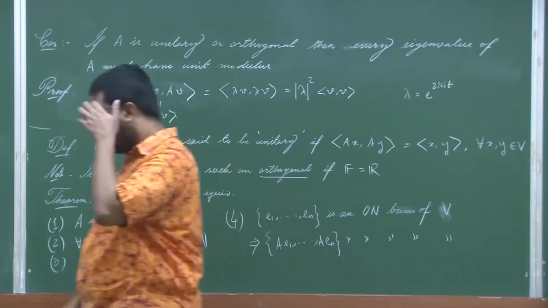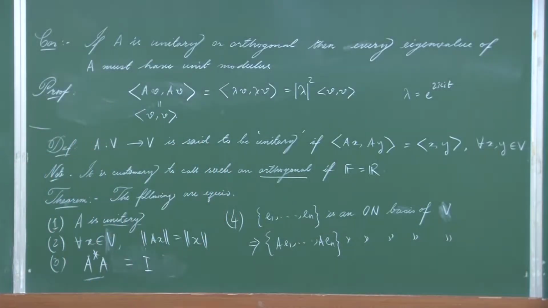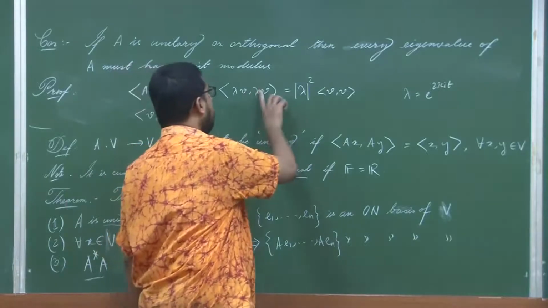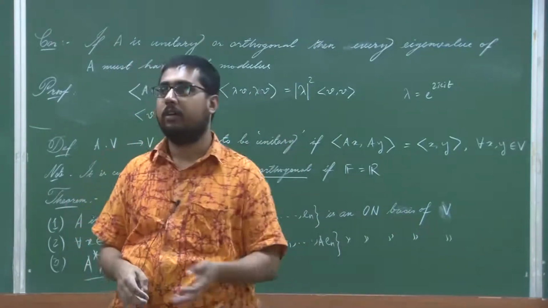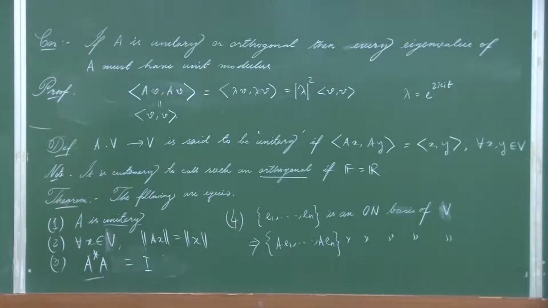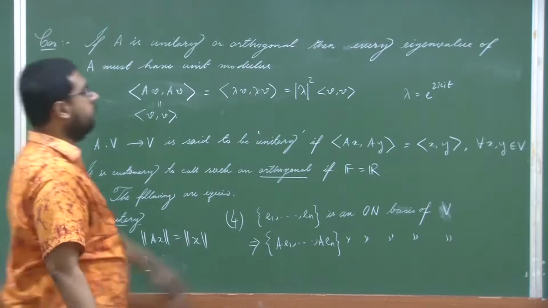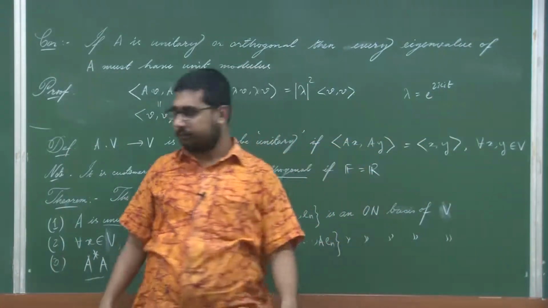Therefore, when you are dealing with a unitary operator, that is an operator over C, the diagonal matrix that you get using the spectral theorem has all the diagonal entries of this form. Okay.